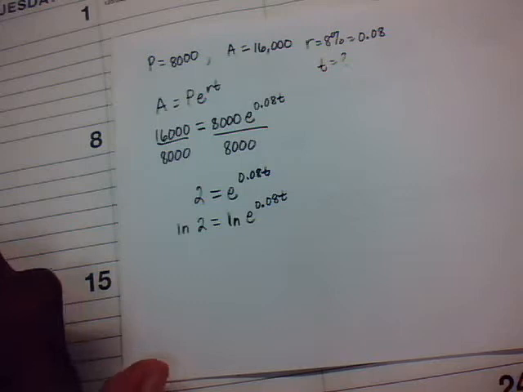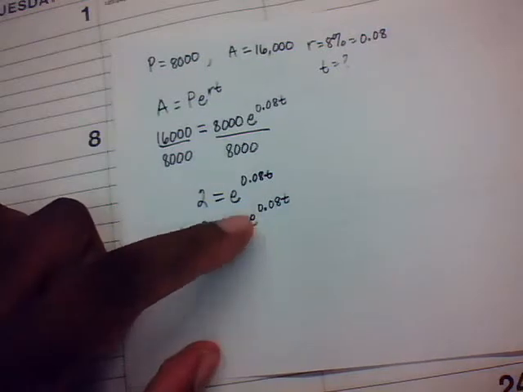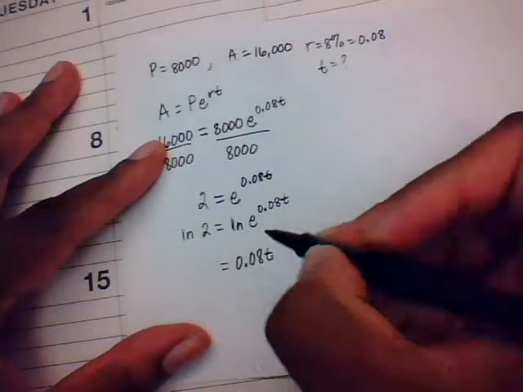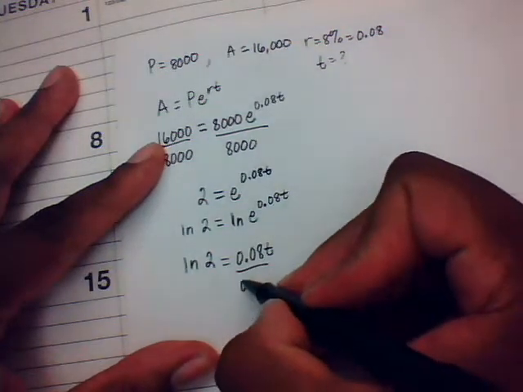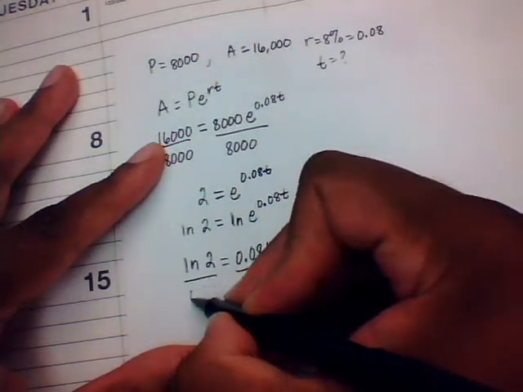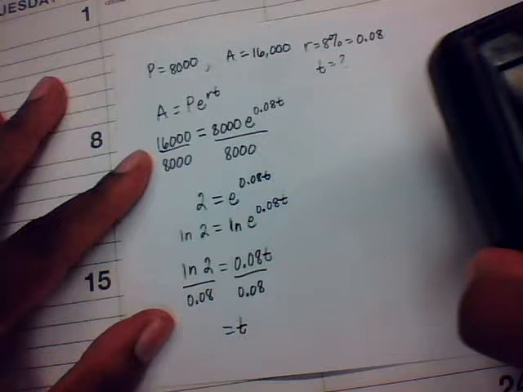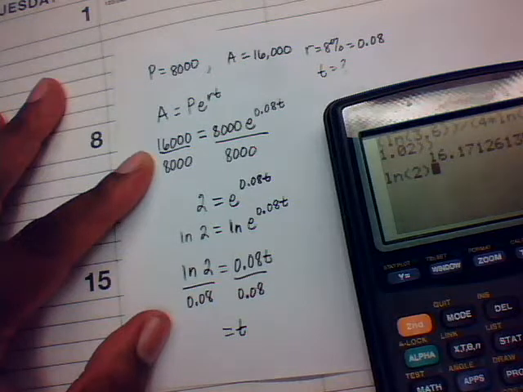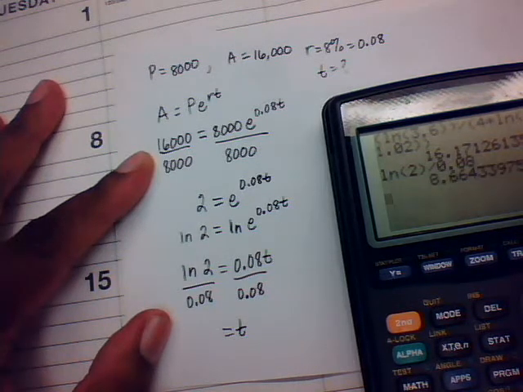Now on the right side, we'll use the properties of logarithms. ln of e to whatever the exponent is gives that exponent. So ln of e to the 0.08t will be 0.08t, and that's equal to ln of 2. And then to solve for t, we need to divide both sides by 0.08. So for t, we just type in ln of 2, close your parentheses, because you only want the ln of 2, divide that by 0.08, and then close your parentheses.